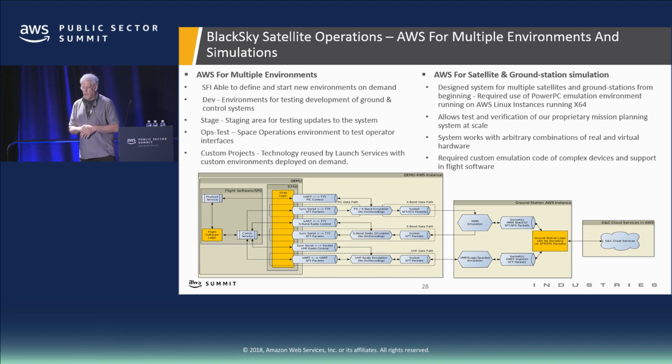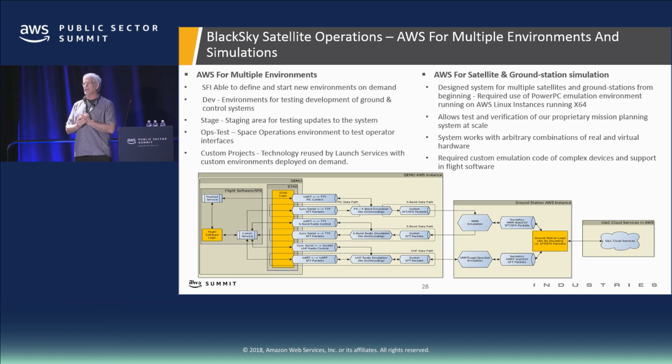Now I want to move on to AWS for ground and for satellite and ground station simulation. So we designed the system to run all of the satellites right from the very beginning. And because we can emulate satellites, we just spun up, hey, we need 60 satellites to try this out. But that requires the use of certain emulation environments because satellites are notorious for being very old hardware. They're like your Mac from 20 years ago. And so they use PowerPCs, so we have to run that emulation software, but it just runs on a regular AWS Linux instance running x64.